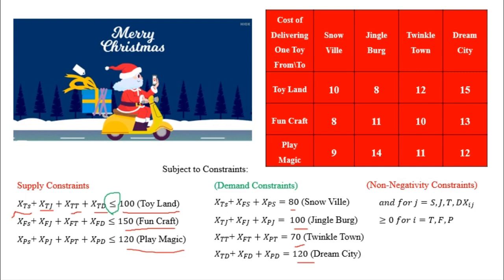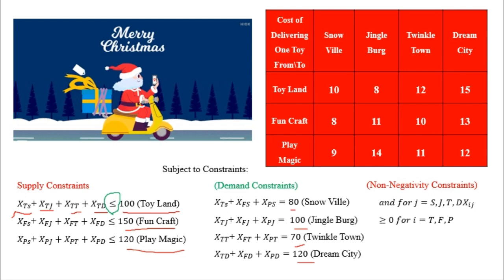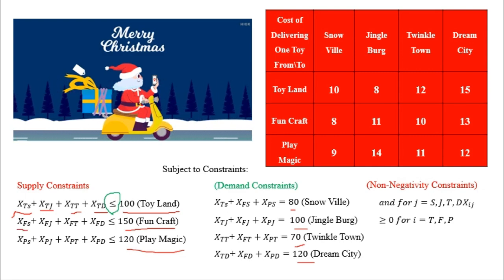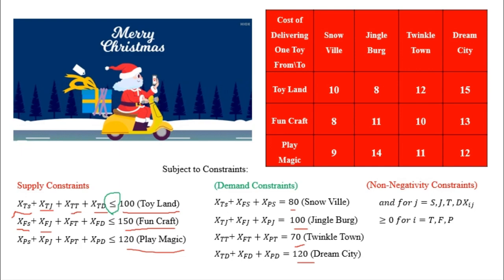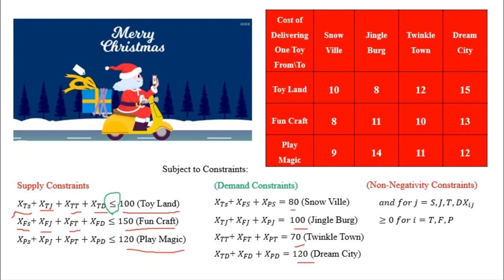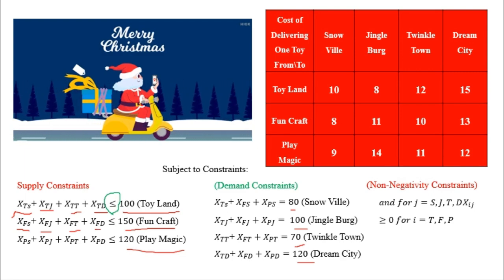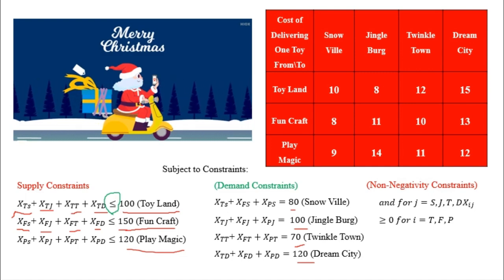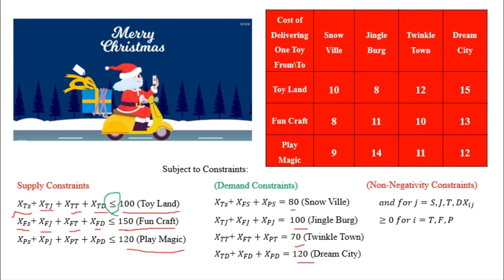Okay, again, if I take the second workshop, that is Funcraft, then what are the supply quantities to these four different cities from the second workshop Funcraft? That will be the quantities X from Funcraft to Snowville, X from Funcraft to Jingleburg, X from Funcraft to Twinkletown, and X from the Funcraft workshop to Dream City. And what is the supply limit of this Funcraft workshop? It is 150, right? So it cannot supply more than 150 toys to these four different cities.